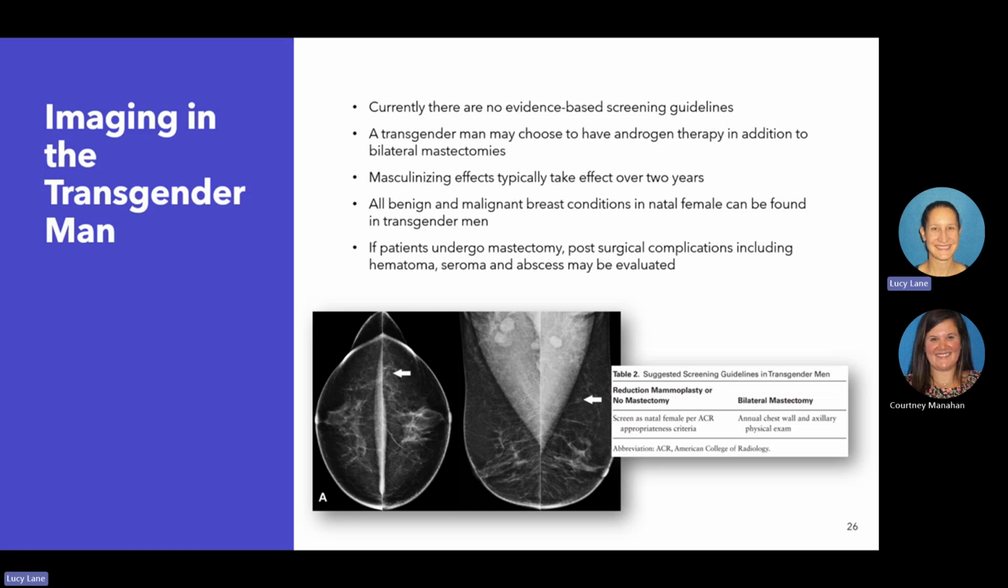All benign and malignant breast conditions in the natal female can be found in transgender men. And if the patients undergo mastectomy, post surgical complications, including hematoma, seroma, and abscess, may also be evaluated by breast imaging. In general, for the screening guidelines in a transgender man, if they've had reduction mammoplasty, or no mastectomy, then basically you should be screened as a natal female. If you have had a bilateral mastectomy, then annual chest wall and axillary physical exam is recommended.